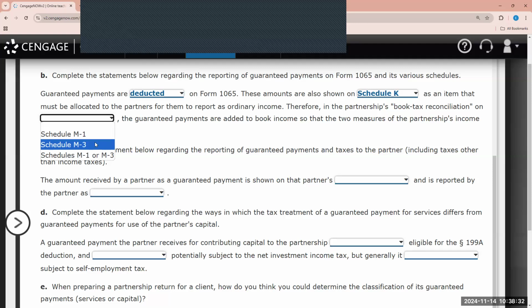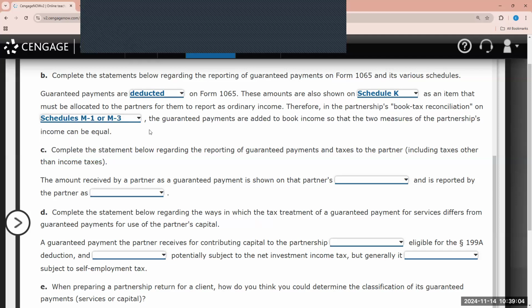It ultimately depends on the assets that the company has. If the assets are $250,000 or less, they don't even need to prepare it. But in the event that the partnership does, because it's just good practice too, especially if they have good books and records, why not? So with the M1, we would report it. And then if, let's say, the income is more than 10 million, there's a specific provision, then in such case, the partnership would need to prepare Schedule M3, which is a more detailed version. So our answer choice would be both, because some partnerships are different. In such case, the guaranteed payments are added back to book income so that the two measures of the partnership income can be equal.